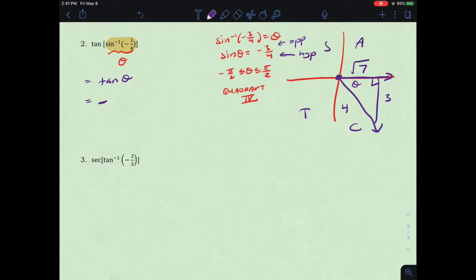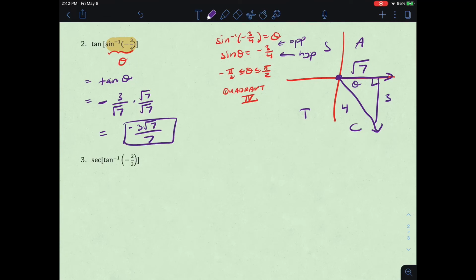And then from there, I know that tangent is opposite over adjacent, right? That's the TOA in SOHCAHTOA. The opposite is 3, and the adjacent is square root of 7. From here, you do want to rationalize. Multiply the top and bottom by square root of 7. And if you carefully simplify this, you should end up with negative 3 rad 7 over 7.